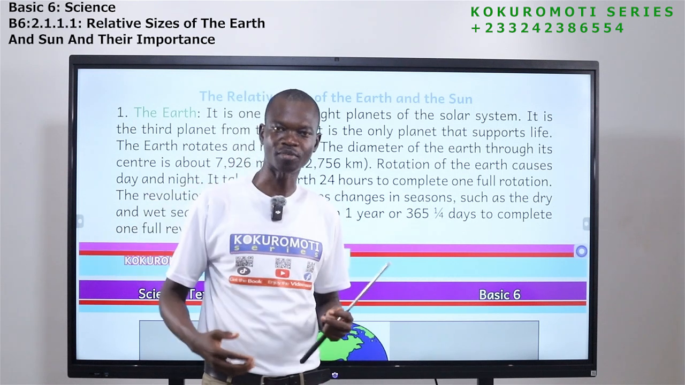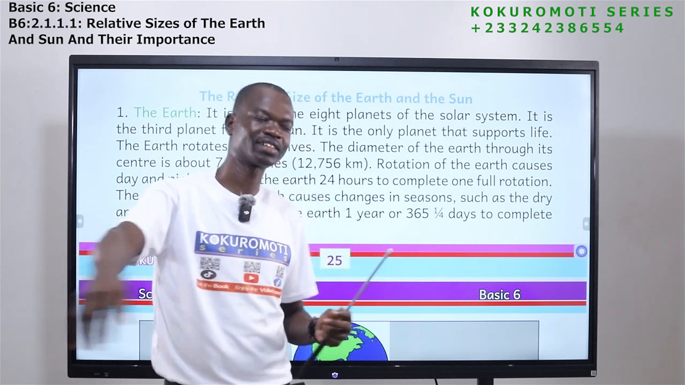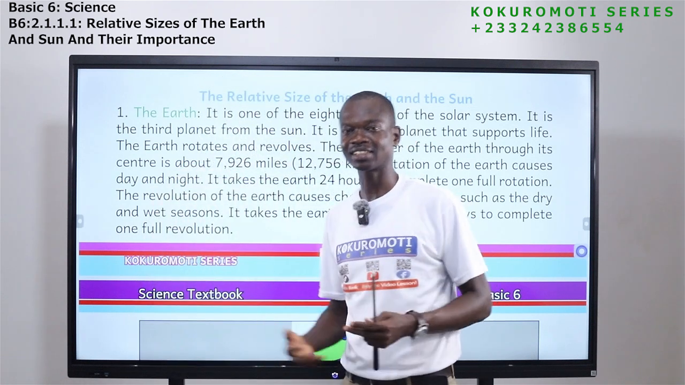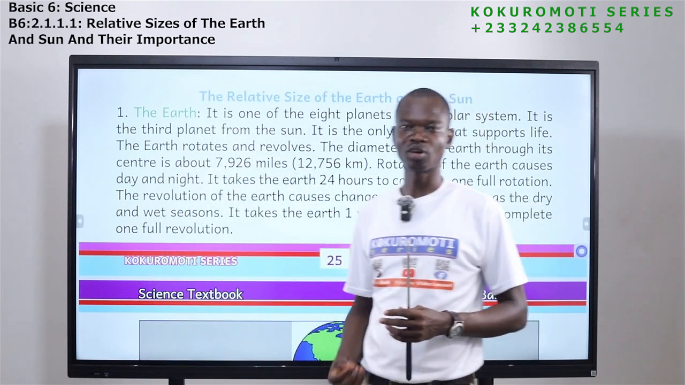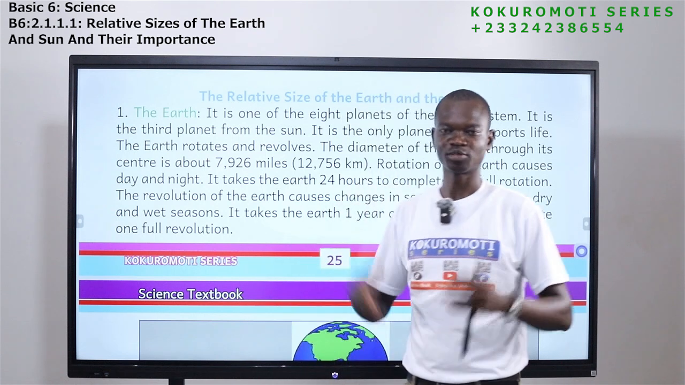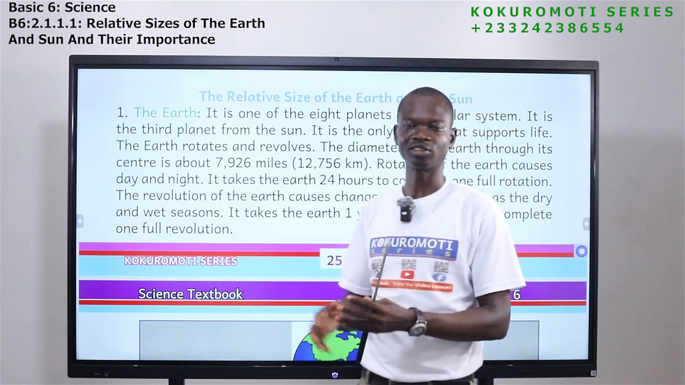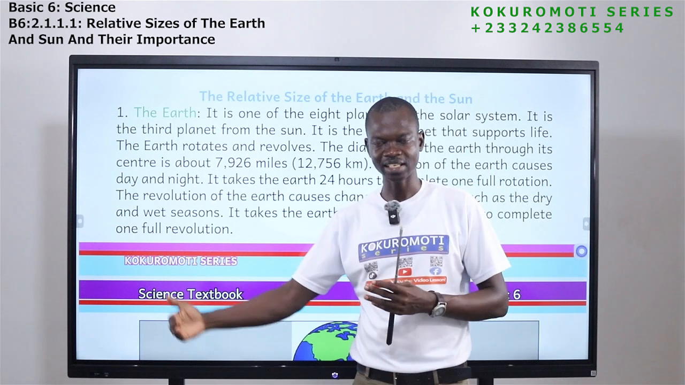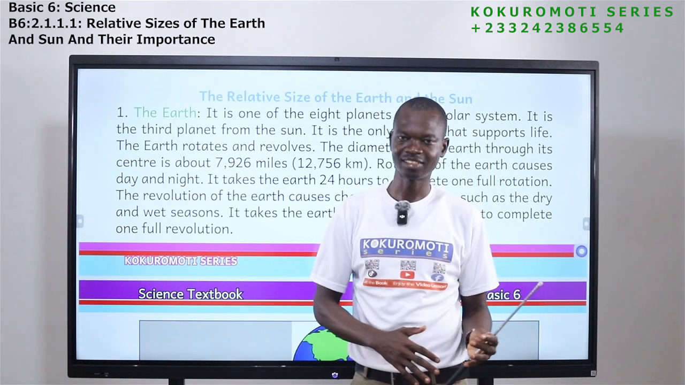So if it starts from here and it goes round, turns like that, and comes back to where it started, it takes the Earth 24 hours to finish one rotation. The rotation of the Earth brings about day and night.